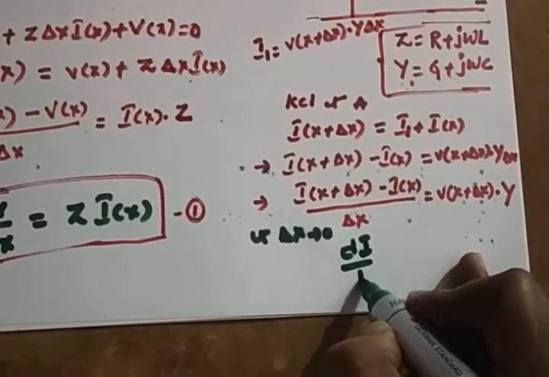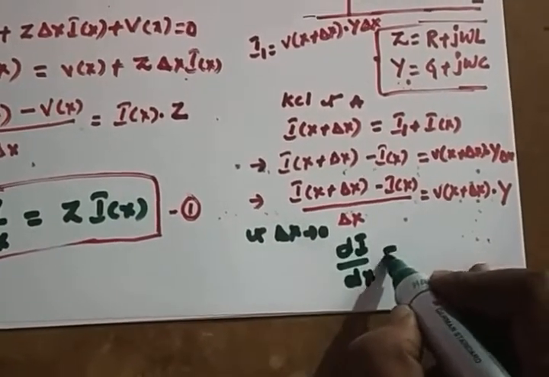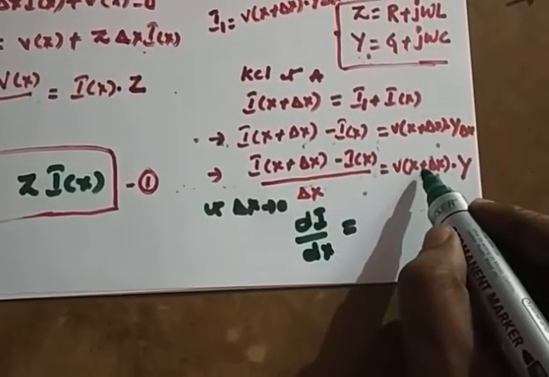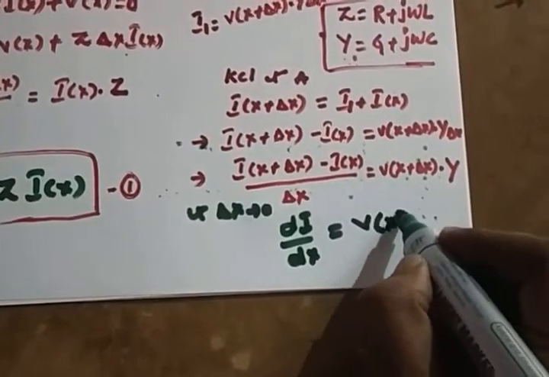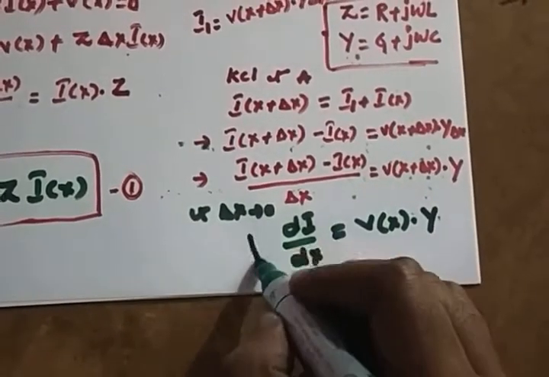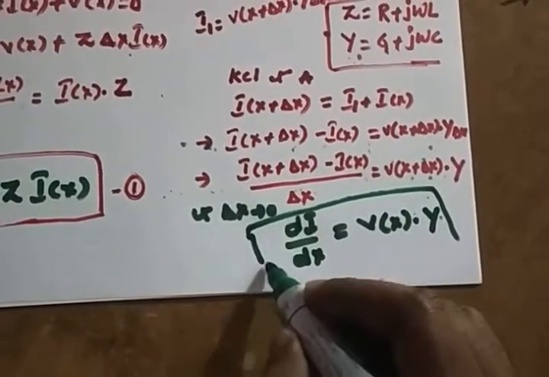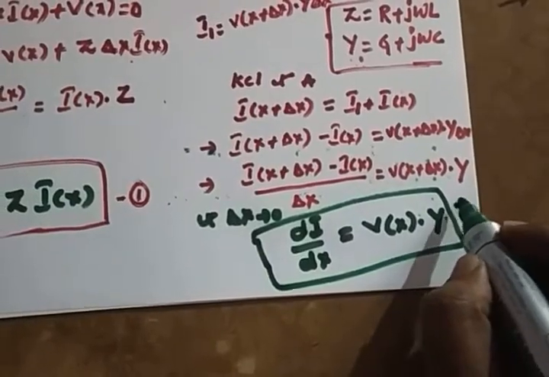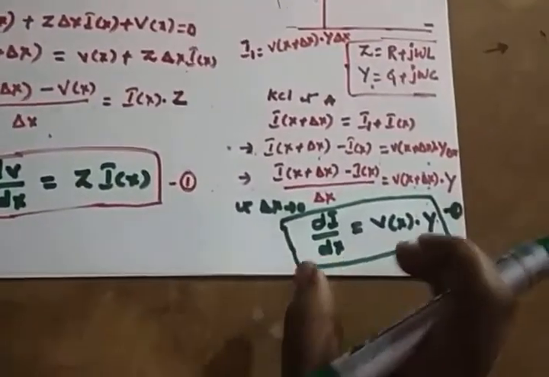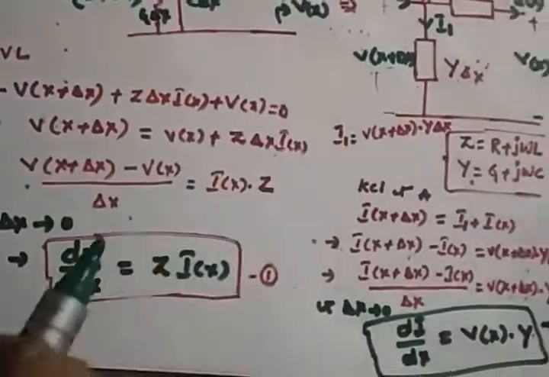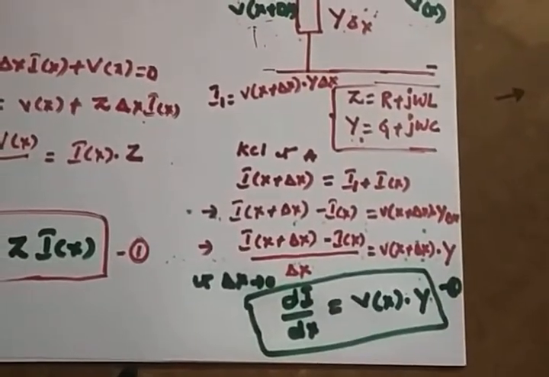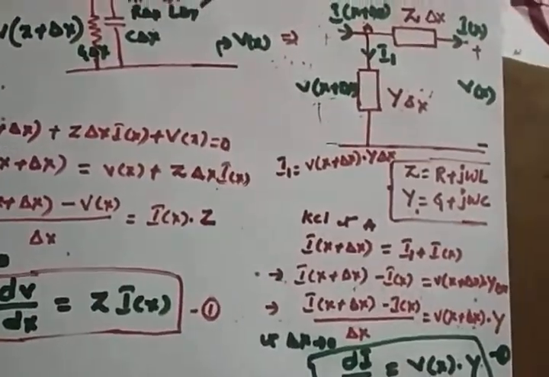So dI by dx is equal to V of x plus dx, and dx is 0, so that means V of x into y. This is the current term, equation 2. So you got the voltage term and the current term. If you apply voltage, you get dV by dx. If you apply KCL, you get dI by dx. Hope it's clear.